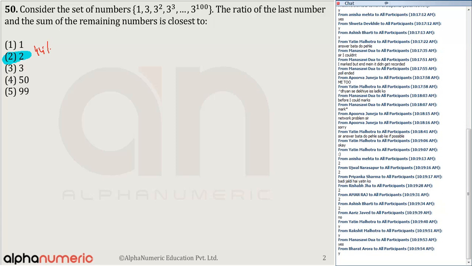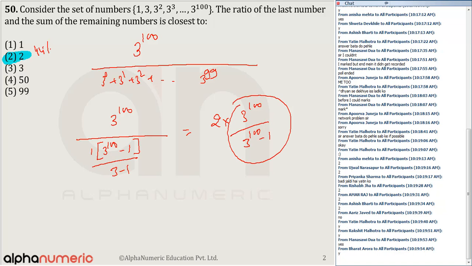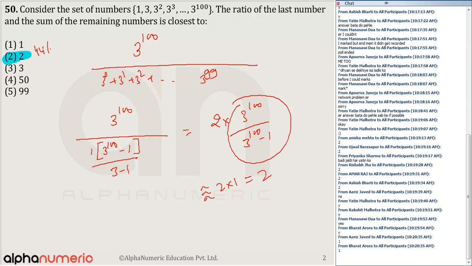The ratio of the last number is 3^100, and the sum of the remaining numbers is 3^0 + 3^1 + 3^2 and up till 3^99. That is the remaining numbers, and it's a series of nothing but a GP. So I can say a into r^n, where a is 1, so that is (3^100 - 1)/(3 - 1). So that comes out to be 2 into 3^100 upon 3^100 - 1. And what is the approximate value of 3^100 upon 3^100 - 1? That is approximately 2 into 1, which is equal to 2. So the correct answer is definitely option number 2.